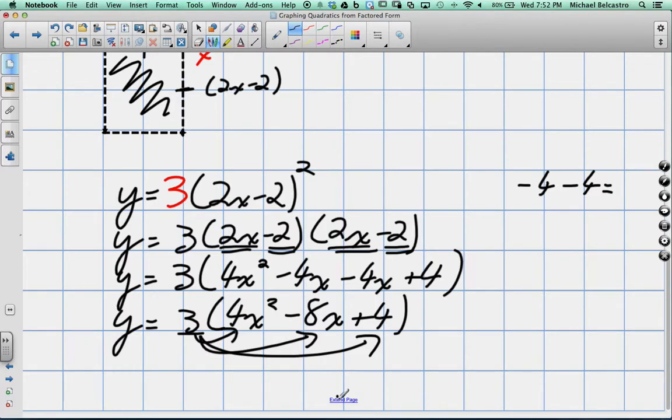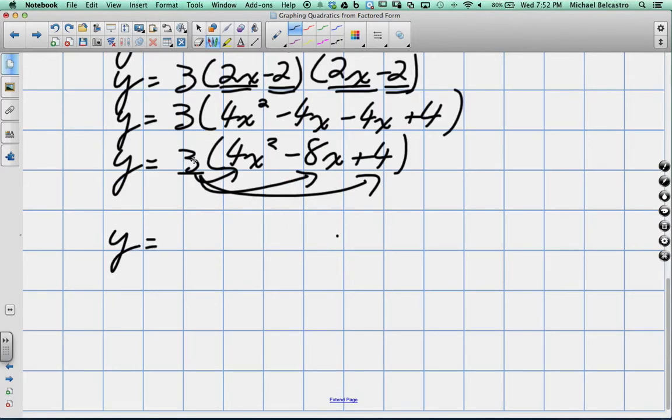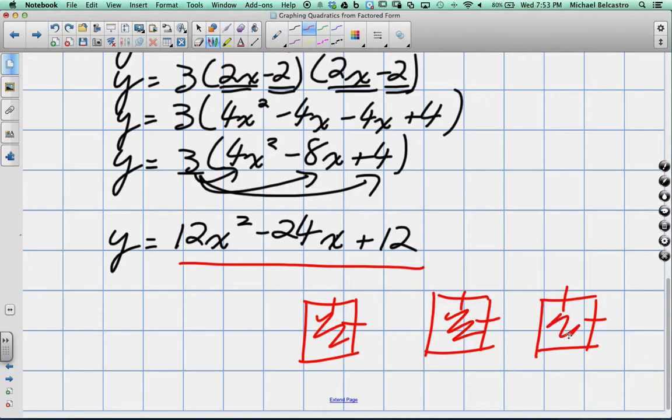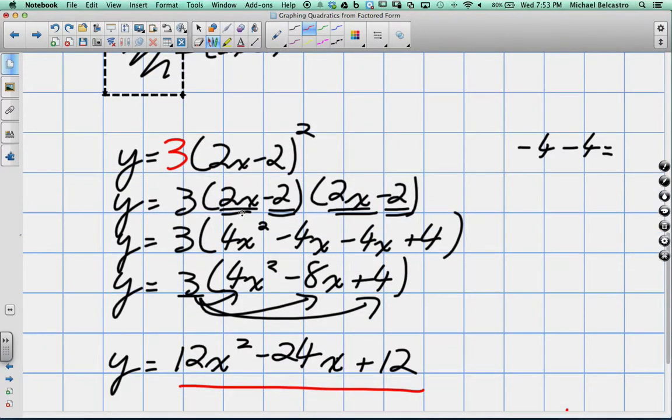Now that we've simplified that part, this 3 has to be distributed to everything. So we get 3 times 4x squared, which gives us 12x squared. 3 times negative 8x gives us negative 24x. And finally, 3 times 4 gives us 12. So this is actually the area of 3 of those squares, 1, 2, 3. That expression represents the area of all 3 of these squares. We used distributive property twice: when multiplying a binomial by itself, and then a single number by each of the terms inside.